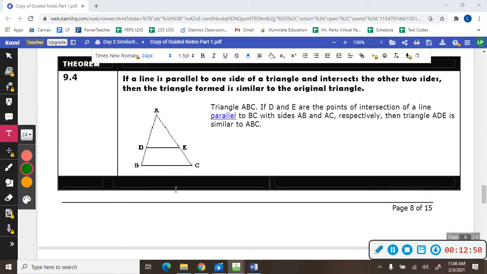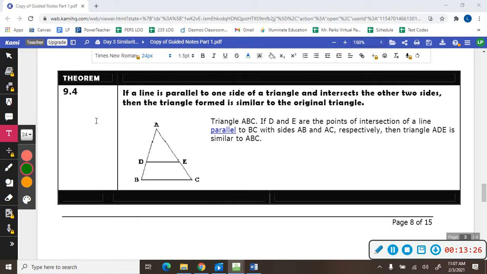And it says, if a line is parallel to one side of a triangle and intersects the other two sides, then the triangle formed is similar to the original triangle. So if you have a triangle inside of a triangle, and these are parallel, then the triangle is proportional to the other triangle. That's all that is saying. So this little triangle ADE is proportional to the large triangle ABC. And we know that by theorem, we can call it 9.4.